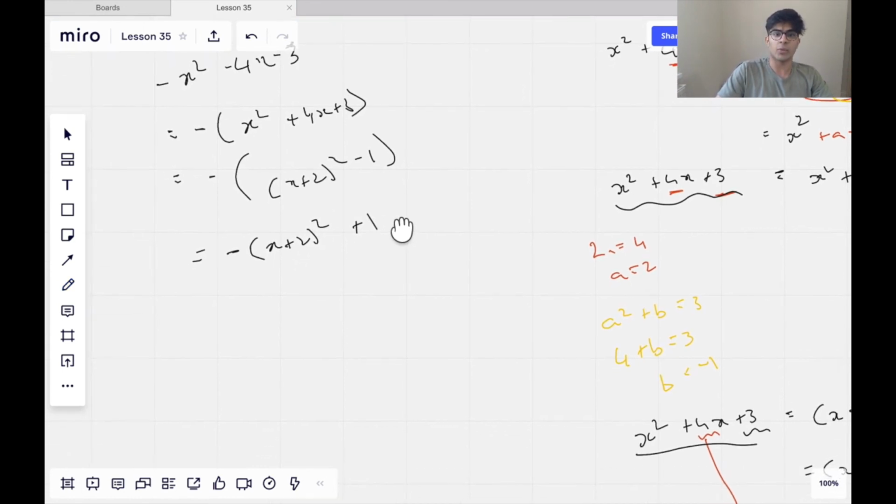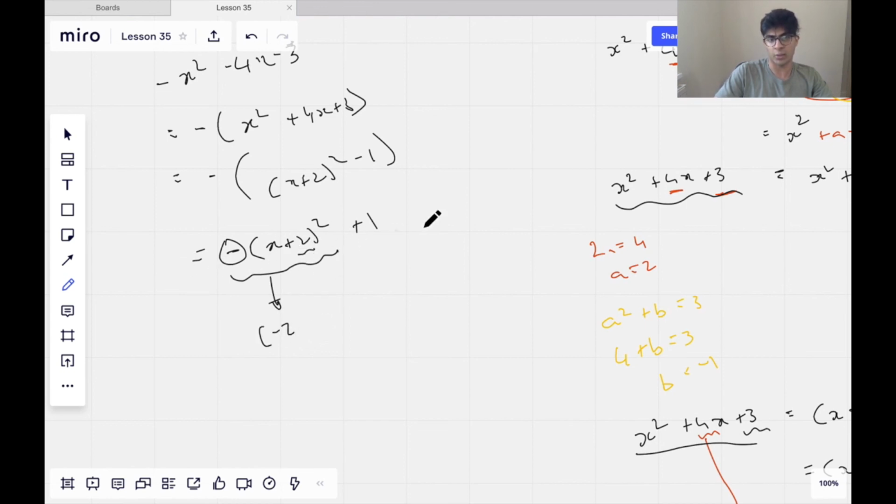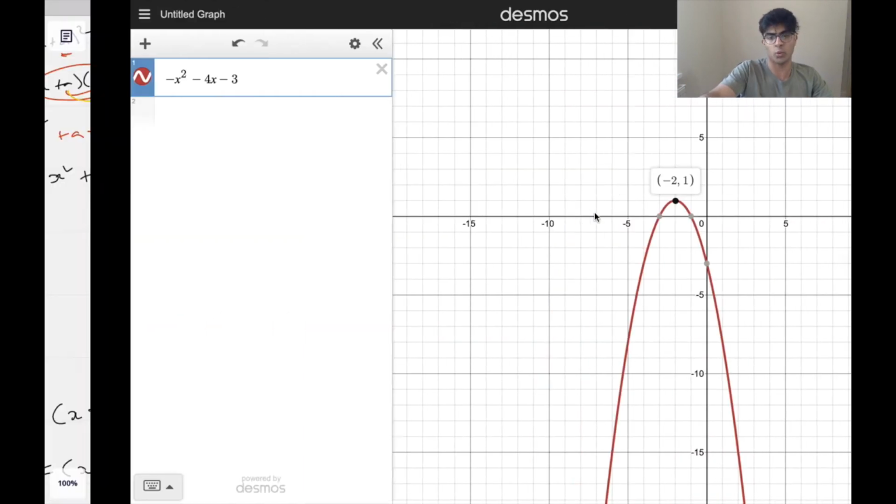And again, if we want this to be as large as possible, because there's a minus term here, we need this thing to be as small as possible. So the same logic applies. The smallest x plus 2 squared can be is 0, but since there's a minus term here, that's the largest it can then be. So again, we put the minus of this, we go minus 2, and then we just evaluate what happens here, which becomes 1. And if we see, it's minus 2, 1.